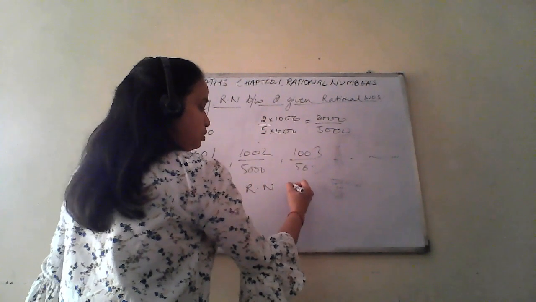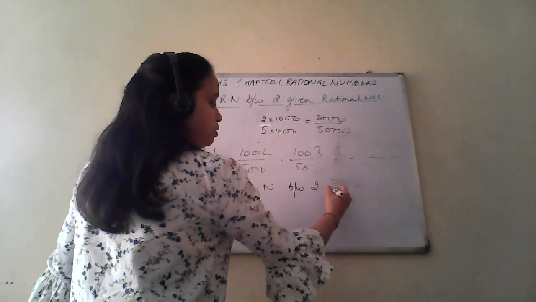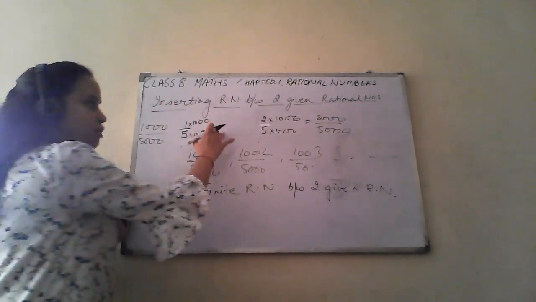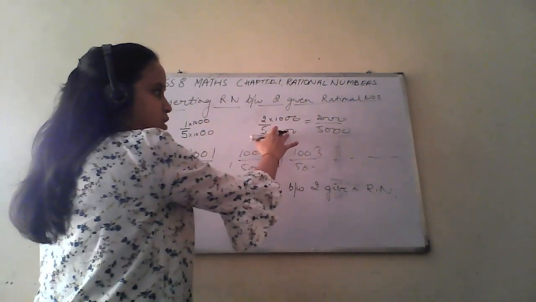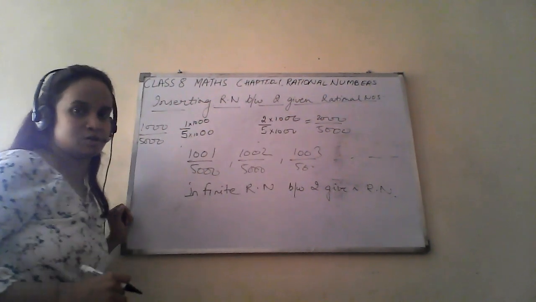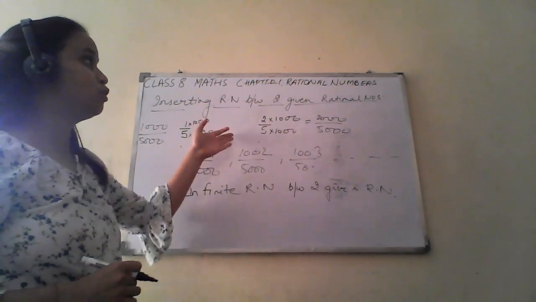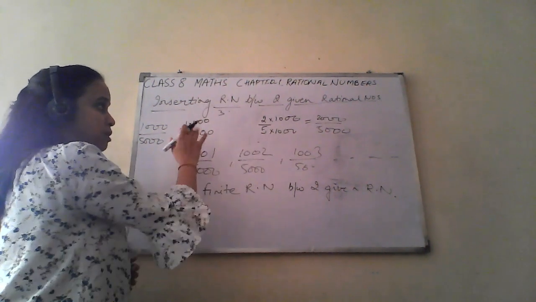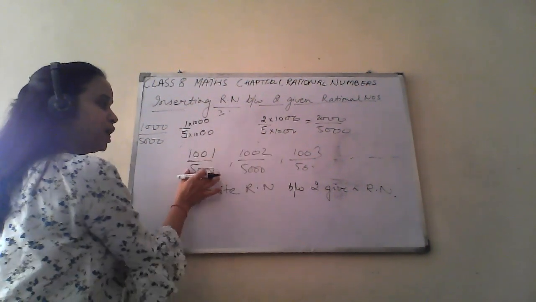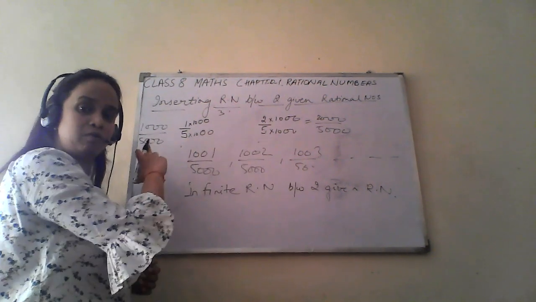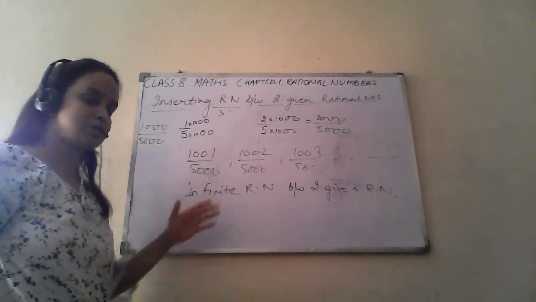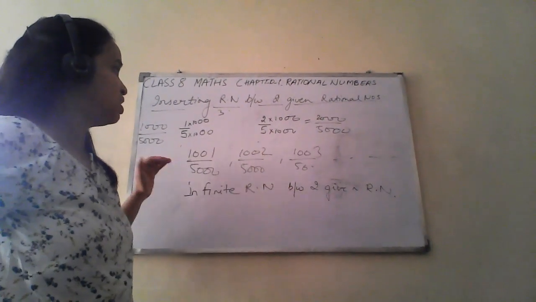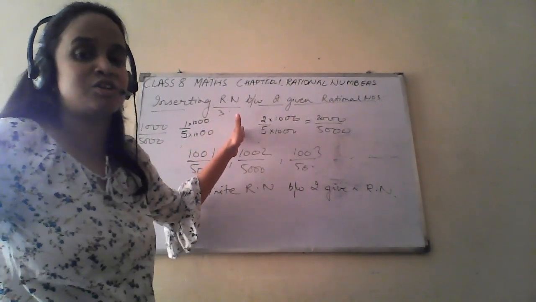Between two given rational numbers there are infinite rational numbers. This modification we have to do by ourselves, according to our convenience. So this is how we have to insert rational numbers; say we have to insert three rational numbers between 1 by 5 and 2 by 5. We can take these numbers also, or we can take the previous numbers also. These numbers will lie between 1 by 5 and 2 by 5. So this is how we have to insert rational numbers between two given rational numbers.